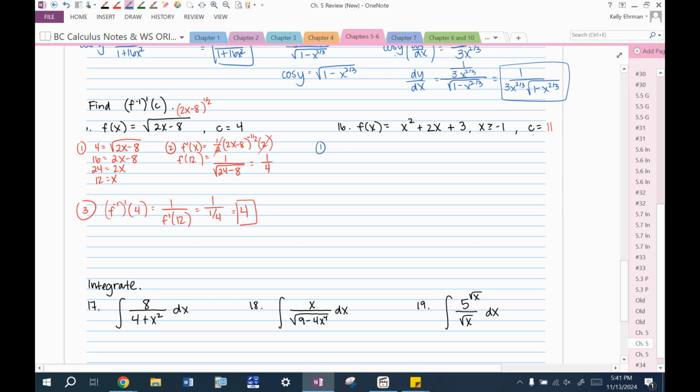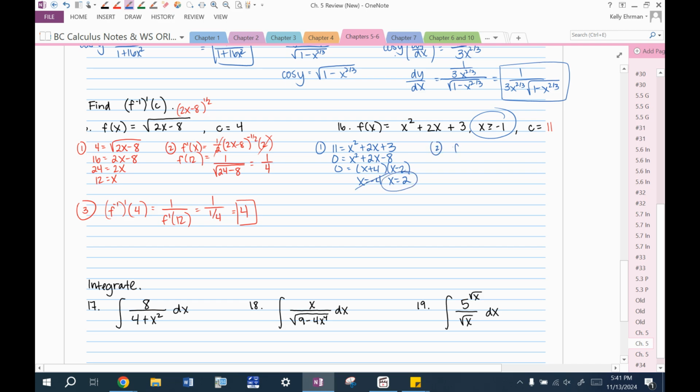So step 1, because I want to evaluate f inverse prime at 11, I want to set f of x equal to 11 to see what the reflected point is going to be. Get this equal to 0, solving a quadratic. Factor. Solve. Now, you don't really have two answers because x has to be greater than or equal to -1, so we're throwing out -4, going with 2.